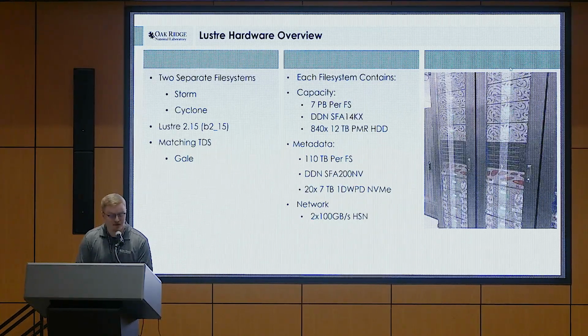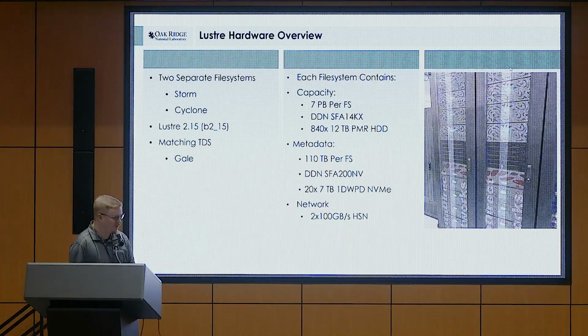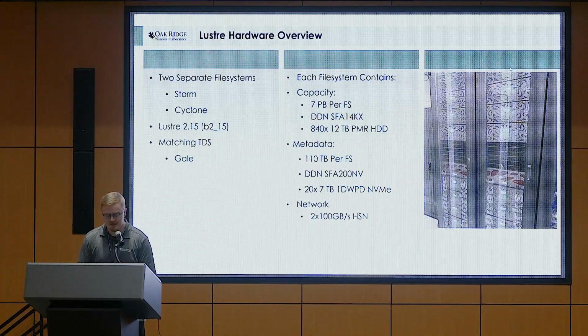It's important to note that our TDS is a matching size. So that is very nice. It's pictured here. If we had it here, it'd be looking exactly the same. So kind of a boring picture. Additionally, we have metadata for all of the file systems. They are 110 terabytes in size and are using DDN SFA 200 NVs using 7.7 terabyte drives. On the back end, we have 2 redundant 100 gigabit HSNs going between our file systems and compute. So that's a SAN.